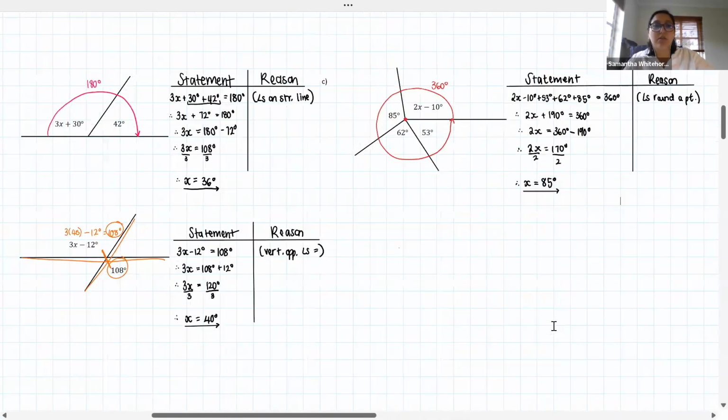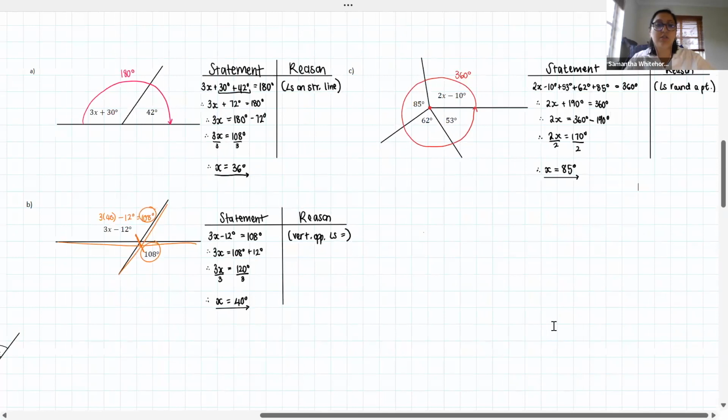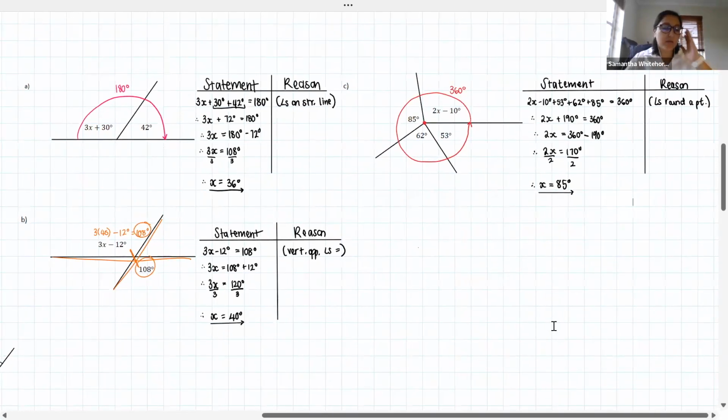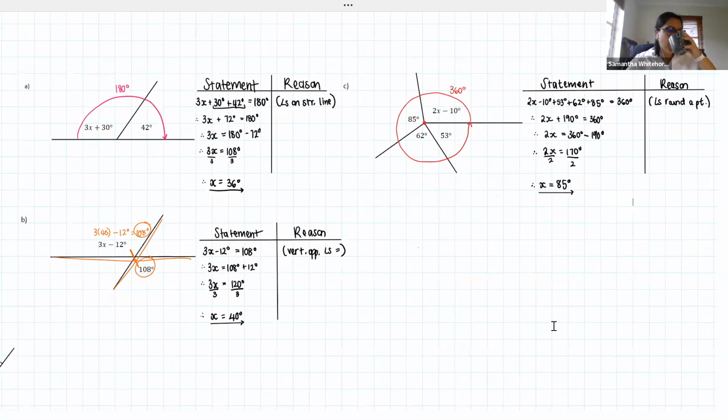Right, so there are the three questions. You guys can take a screenshot of the three of them. Those are all dealing with our basic straight line reasons. Yes, we're taking a screenshot.